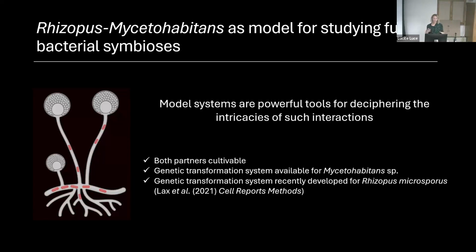And in the realm of bacterial fungal interactions, the Rhizopus Mycetohabitans system has emerged as a very effective laboratory model for deciphering these bacterial fungal symbiotic interactions. The reason it's such an effective model is because it's very amenable to manipulation. The fungus is easily culturable. The bacteria are culturable. You can take the symbiosis apart in the lab. You can cure the fungus from its endobacteria, put the endobacteria back. There's a genetic transformation system available for the bacteria, and more recently, a genetic transformation system was developed for the fungus. So it's a very powerful system for studying these interactions.